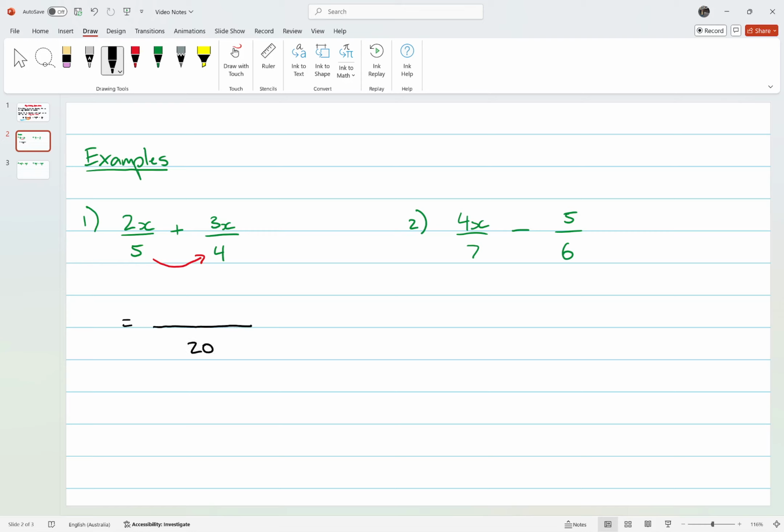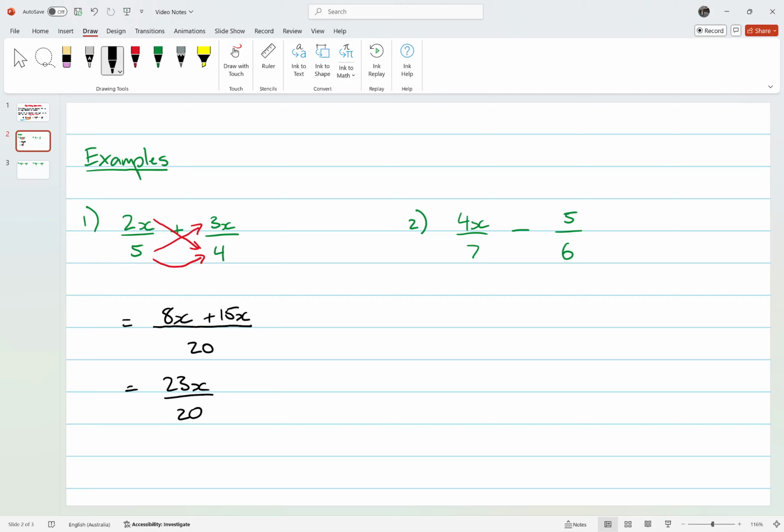So we have 20. The next thing we do is we do the top left times the bottom right. It's always that order, top left times bottom right. So 2x times 4 equals 8x. And then to finish up, we do the bottom left times the top right, and there's our Smiley Sam. So 5 times 3x equals 15x. And now what we do is just simplify our numerator. 8x plus 15x equals 23x.